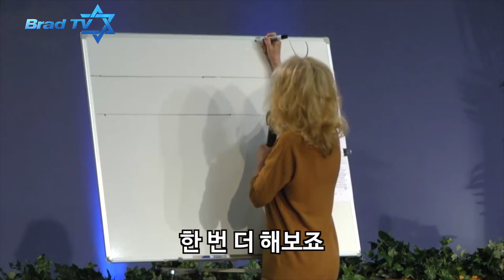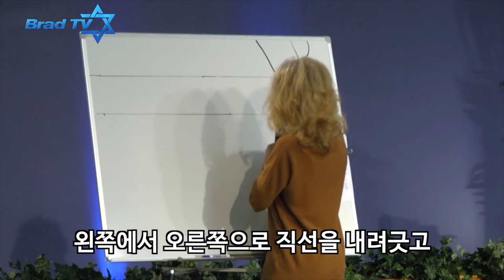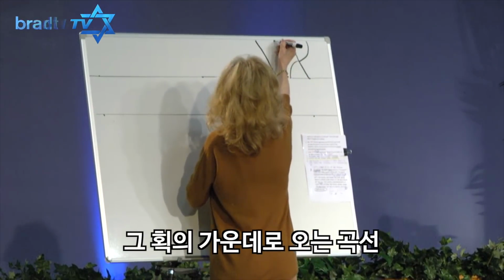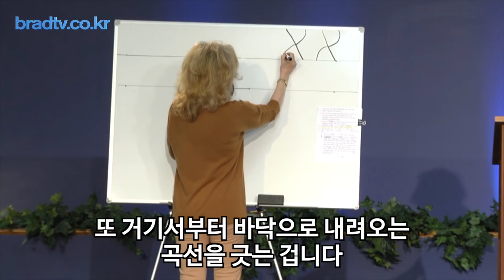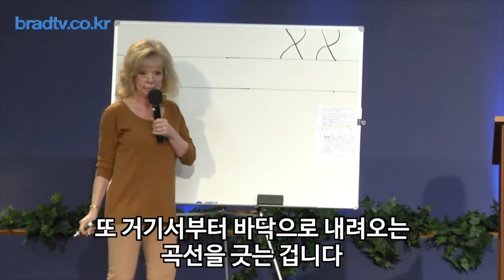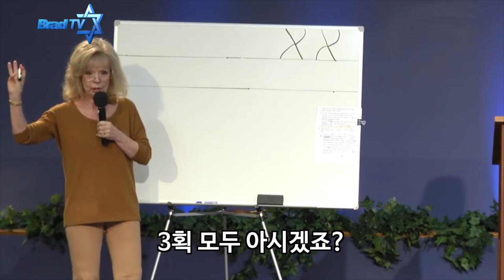We're going to have this straight line that goes from left to right, and then we're going to have the curved line that comes down to the middle, and from the middle, the other curved line that goes down to the line. Got those 3 strokes?